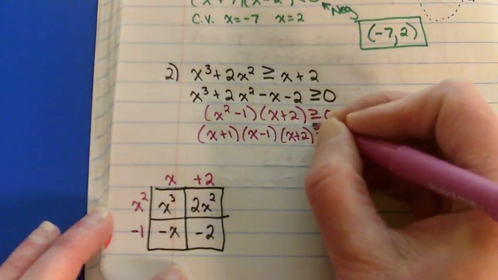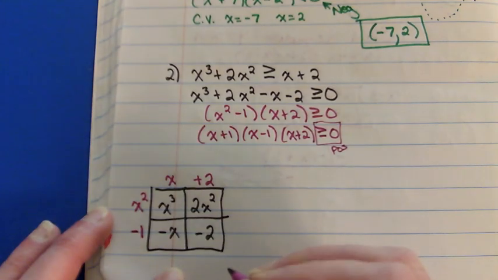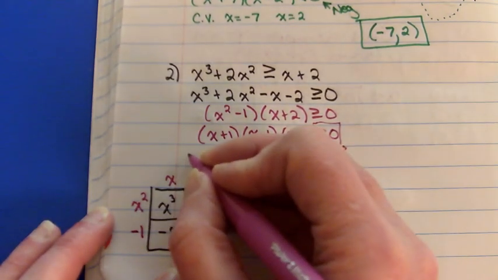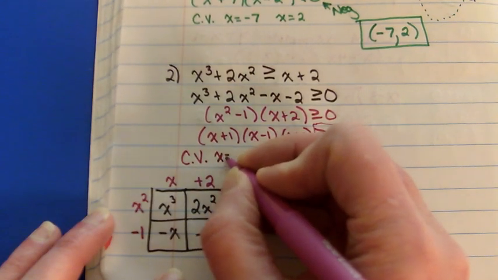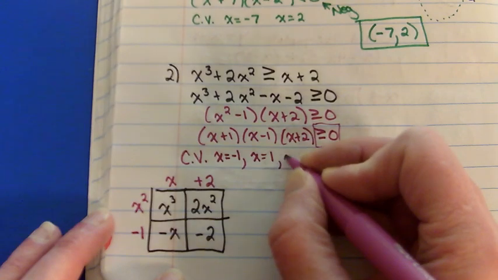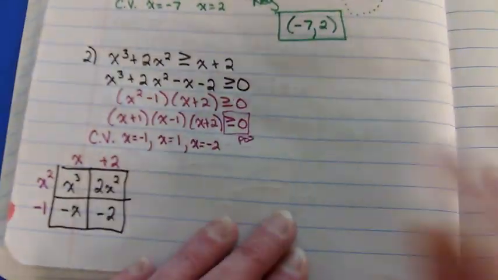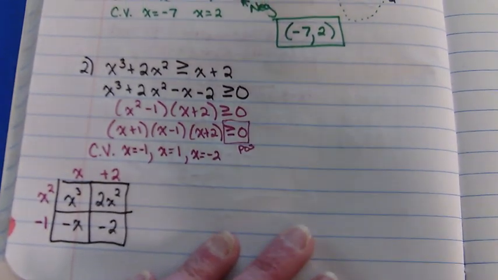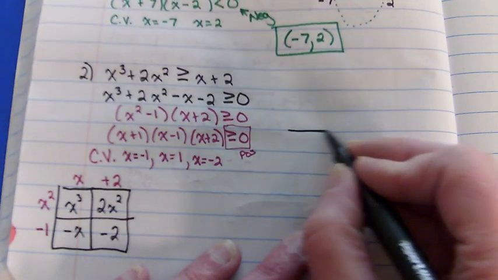Now remember, this is going to be greater than 0, so positive, and I'm going to have to remember that. And I need to know my critical values. Well, that's going to be x equals -1, x equals 1, and x equals -2. Those are my zeros for that polynomial, so those are my most important numbers. So I'm going to come back over here and draw my number line.